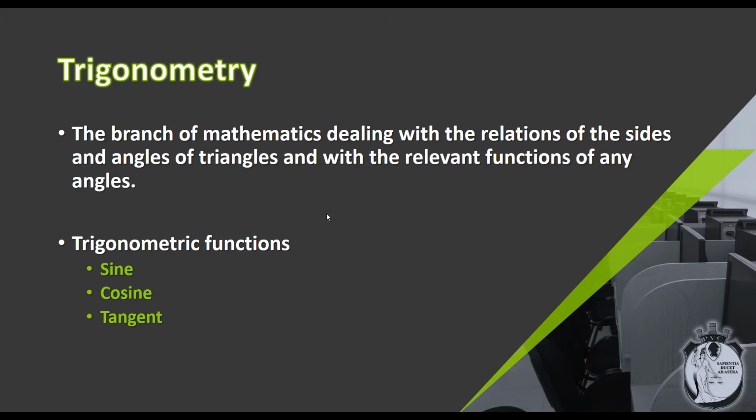It's a part of mathematics that studies the relation between the length of sides and the measure of the angles of right triangles. This is important. Only trigonometry studies the right triangles. To define those relations, we use functions, and their names are trigonometric functions. Then we have sine, cosine, and tangent.